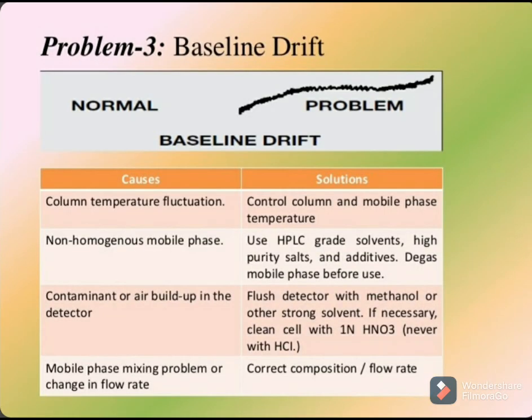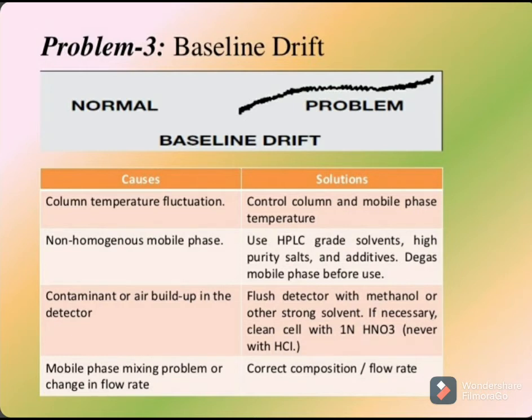Next is baseline drift. A normal baseline is straight, and when drift is coming, it will come zigzag like this. Baseline drift is also a big troubleshooting topic in HPLC. What is the cause of that? Column temperature fluctuation: control the column and mobile phase temperature. Non-homogeneous mobile phase: use HPLC grade solvent, high purity salts and additives, and degas the mobile phase before use. These are very important points of HPLC troubleshooting.